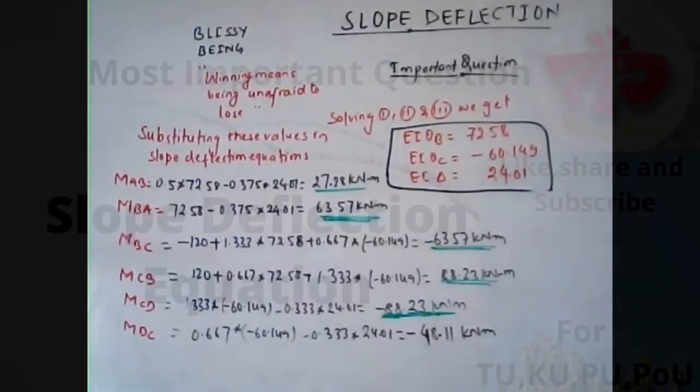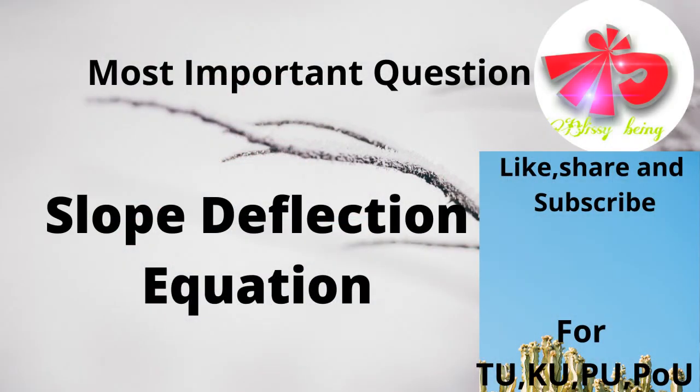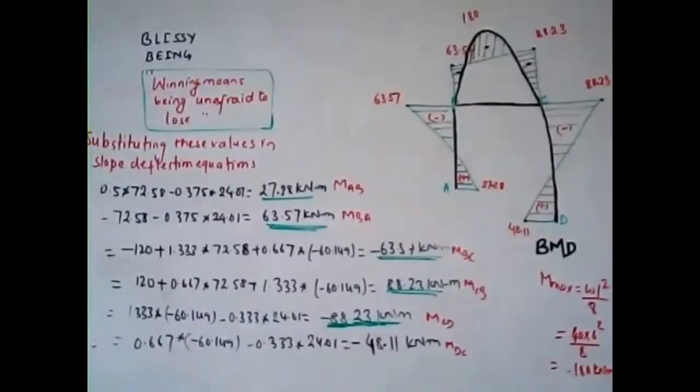So friends, with these values obtained, now we will draw the bending moment diagram. Finally friends, we need to draw the bending moment diagram of this given frame. At first we draw the skeleton structure in which the AB, BC, CD frame is given. Then going to the AB section, the moment in AB is given as 27.28 kilonewton meter.